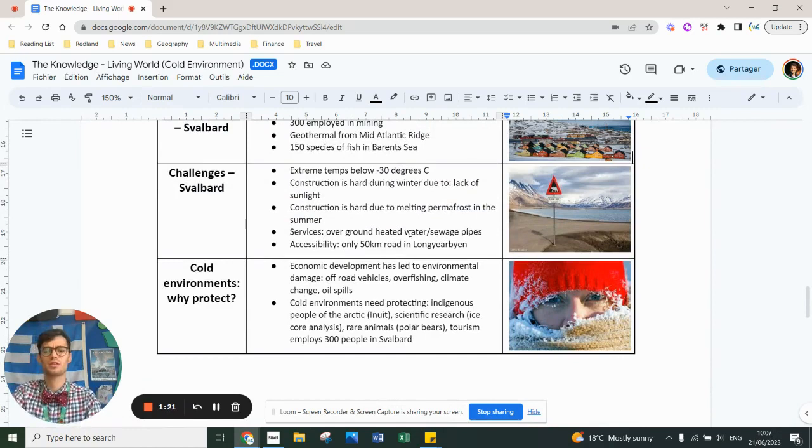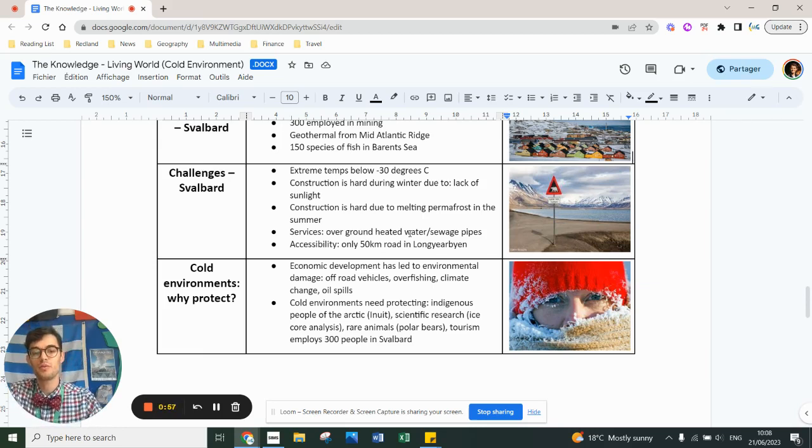Anyway, why should we protect cold environments? Well, the main reason is because economic development has led to environmental damage. Off-road vehicles are damaging pristine land. Think of the bearberry. You squash that with a Jeep or 4x4, it's going to ruin hundreds of years of growth. Overfishing has led to a reduction in the fish. Climate change is obviously causing the ice to melt. Oil spills have completely destroyed some parts. Think of the Exxon Valdez oil spill in Alaska.